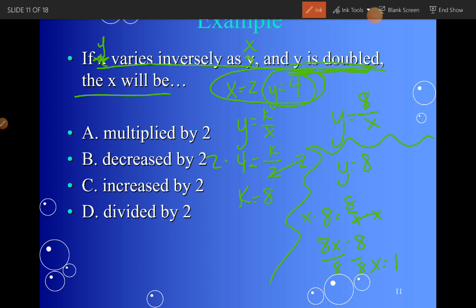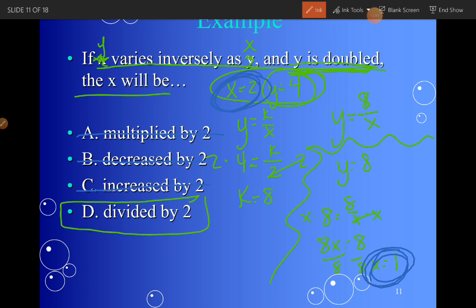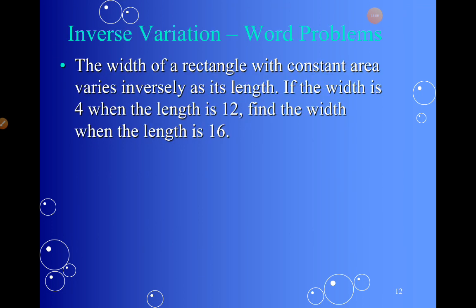Okay, so let's look and see what happens. Here my x was 2, and here my x is 1. So let's go ahead and look at our answer choices. What happens when we doubled that y value? Did x get multiplied by 2? That's not right. Decrease by 2, increase by 2. Actually, our answer is going to be it was divided by 2, because if you take 2, you divide it by 2, you get 1. Now, if we use different numbers for this, we would still have the same situation happening here.